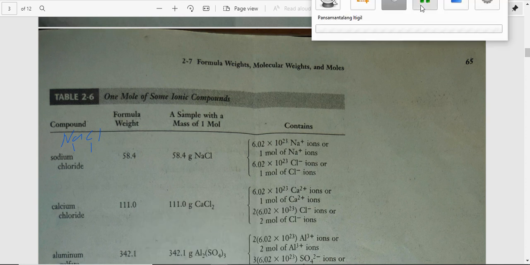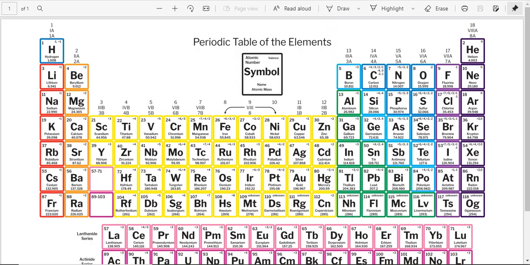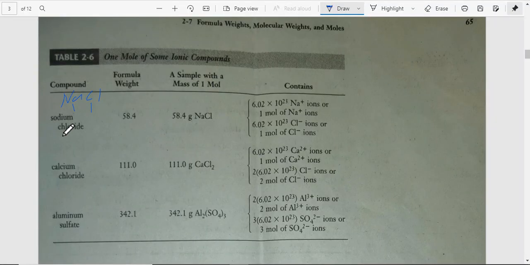Okay, so continuation. For our sodium chloride compound naman, as you can see sa ating periodic table, the atomic mass unit of your sodium is 22.99. Then for your chlorine naman, which is number 17 on the periodic table, it is 35.453. So, simply add both atomic mass units of both elements.